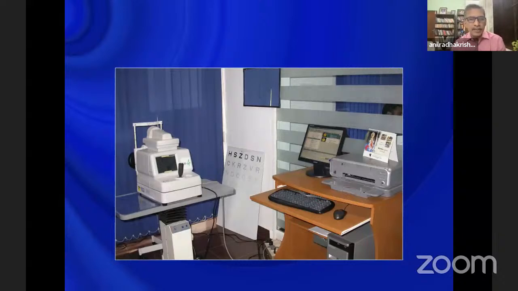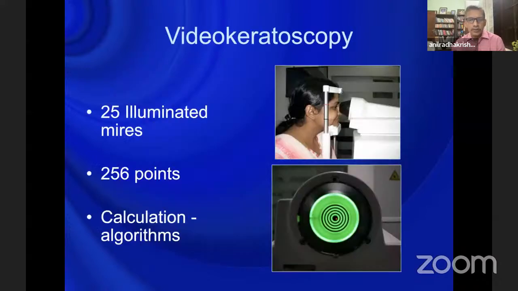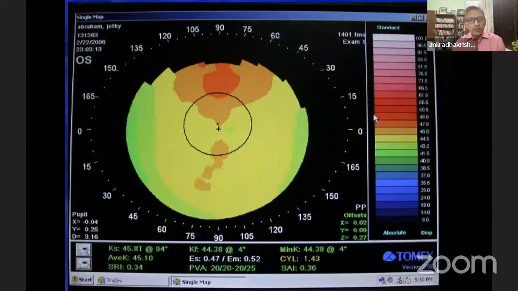So this is a very basic machine that I have shown here. It's a TMS4. It projects rings onto the cornea, the data from it is captured by a computer, and the printer is also there. Basically you have 25 or more illuminated mires which are projected onto the cornea. And there are multiple video cameras which calculate the location of each particular point in relation to the central fixation point and compute it based on certain algorithms. So based on the algorithms, you get multiple images like this.